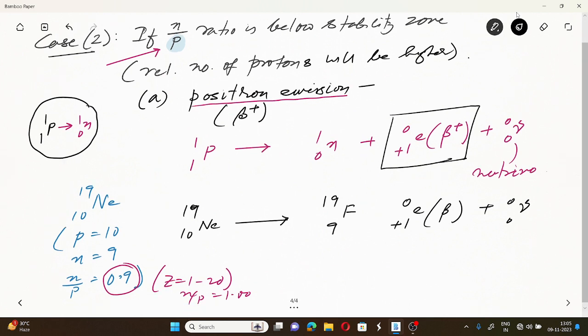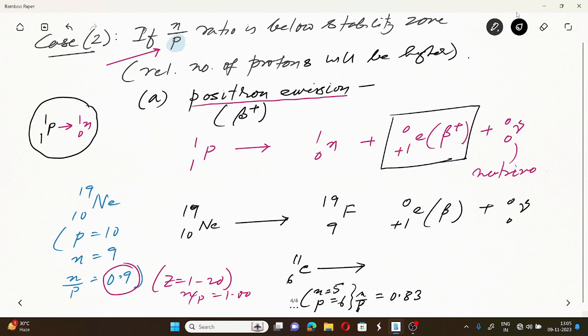Now if you look at another example, say 11C6. See, this is another isotope of carbon. It is a radioisotope, obviously. Here, if you look at number of neutrons, this is 5. Number of protons is 6. So, N by P ratio, this is below the stability zone. You'll find this to be 0.83. N by P ratio is below the stability zone.